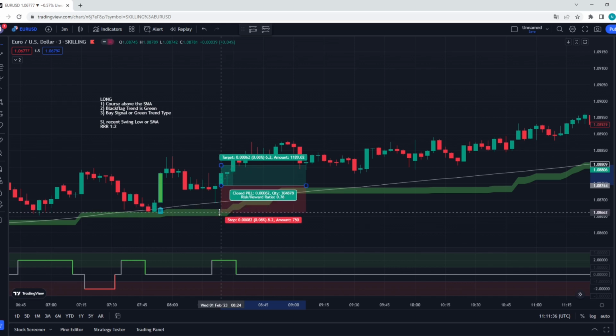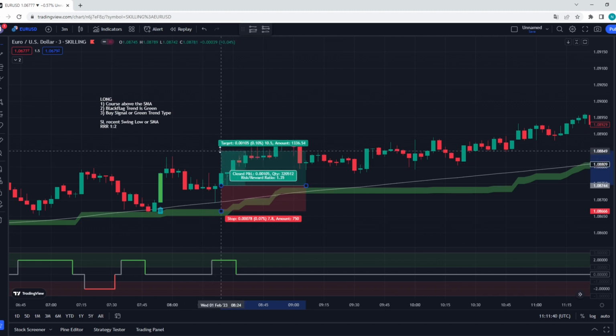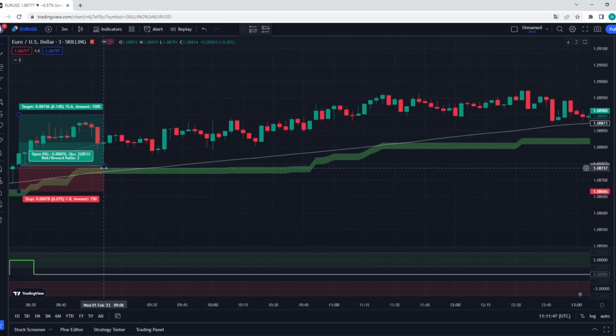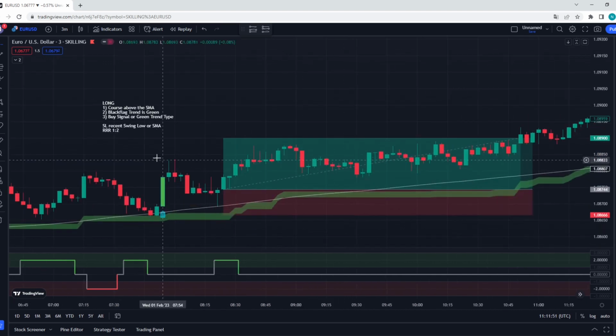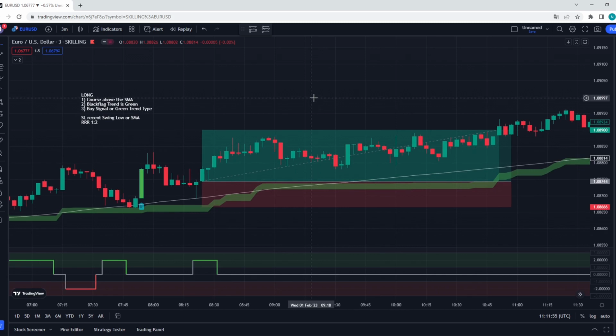We set our stop loss right below our recent swing low. Set the risk reward ratio to 2. Keep our trade running, and boom, we hit the profit. So these are both possibilities how we can open a long position.